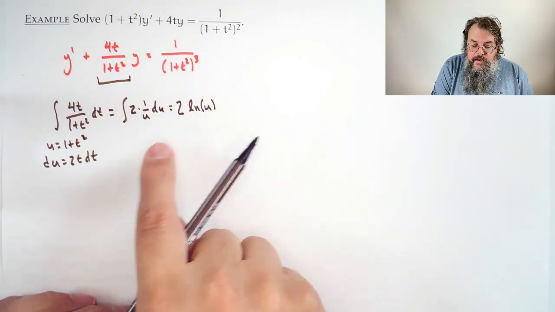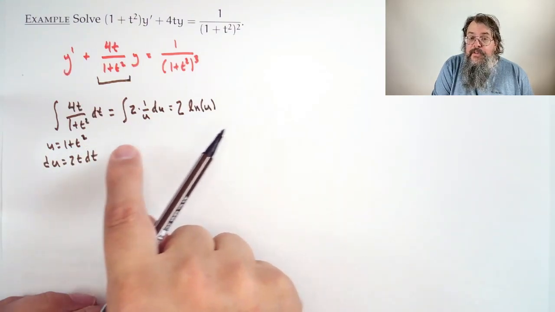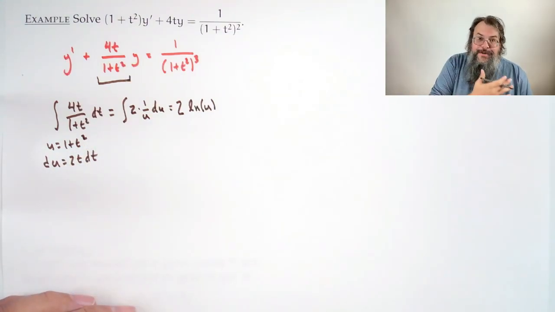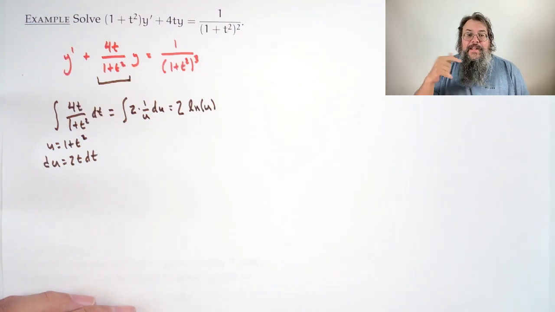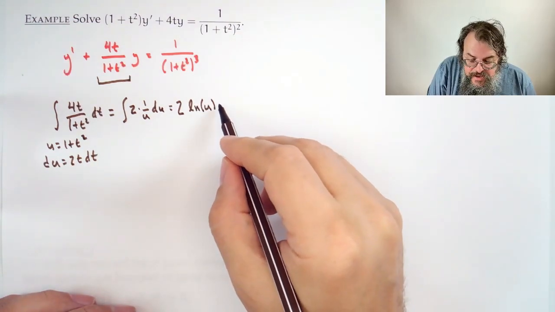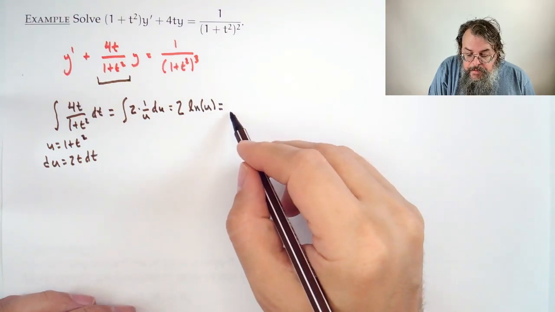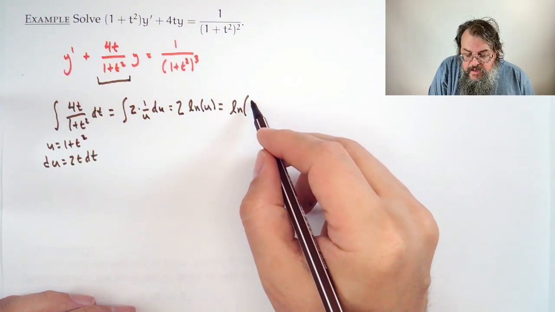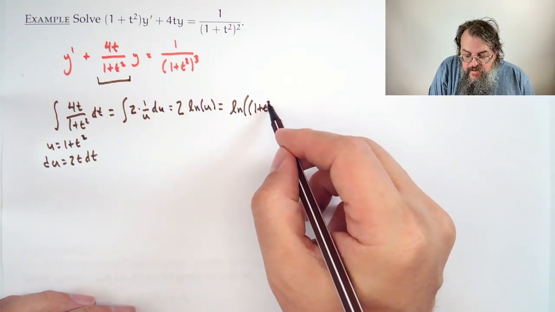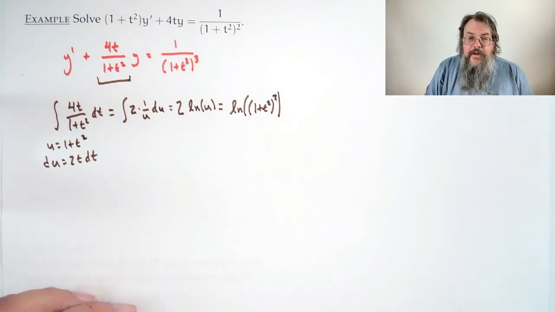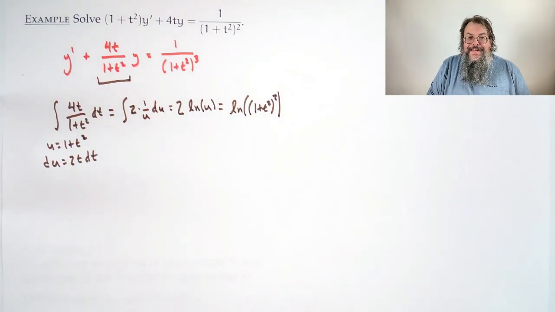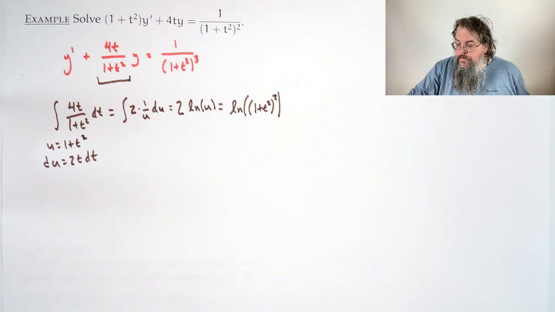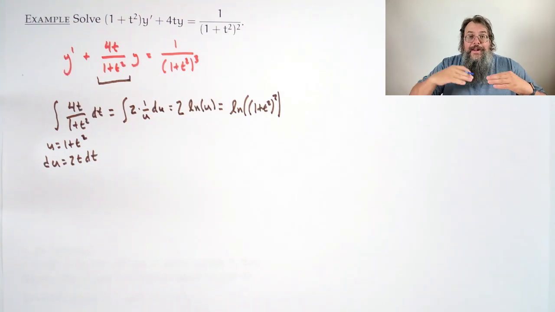Now we'll do two things. We'll replace u by 1 plus t squared because, well, u is 1 plus t squared. And then the other thing is we can put the 2 inside. And so doing that, we're going to end up with the natural log of (1 plus t squared) squared. Good. Now, the next thing is, of course, we have to take that and put it into the exponential function.